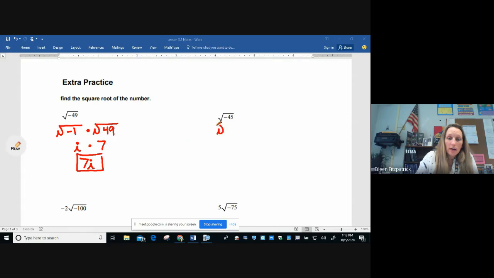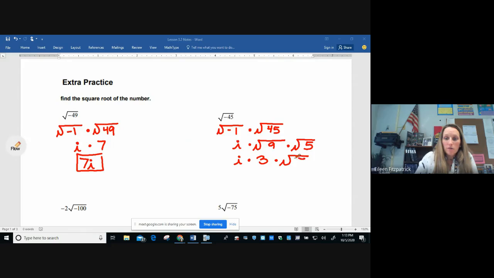For the next one, same setup. The square root of -45 can be rewritten as the square root of -1 times the square root of 45. So this is i times, and instead of 45, you could break that into 9 times 5. The square root of 9 is 3. So I have i times 3 times root 5. I rewrite that, and my final answer is 3i root 5. Okay, let's keep on going.